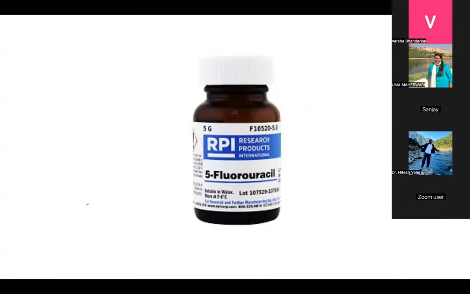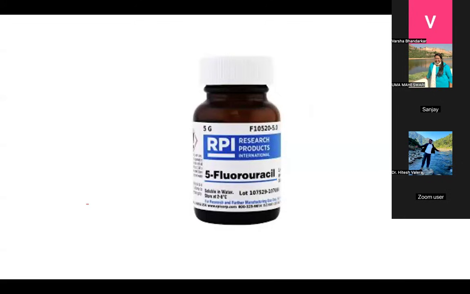Okay, now coming to the next one is 5-fluorouracil. So that is a pyrimidine analog, and basically it acts by converting to 5-fluorodeoxyuridine monophosphate that inhibits the thymidylate synthetase enzyme. This prevents the formation of deoxythymidylate monophosphate, which is required for DNA synthesis. It also binds to DNA and RNA and prevents its function.